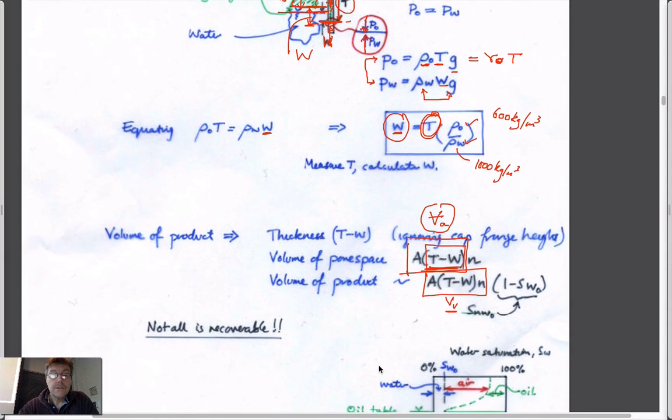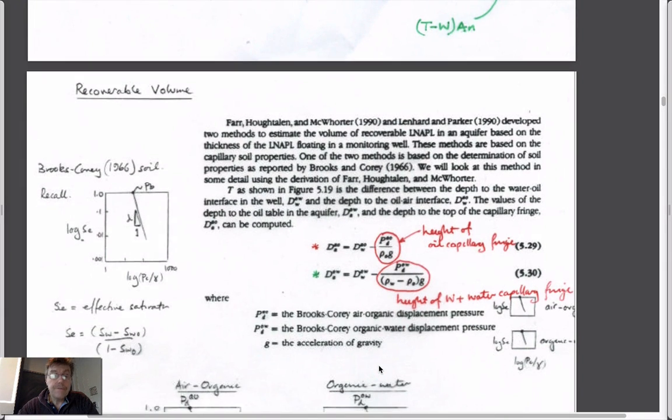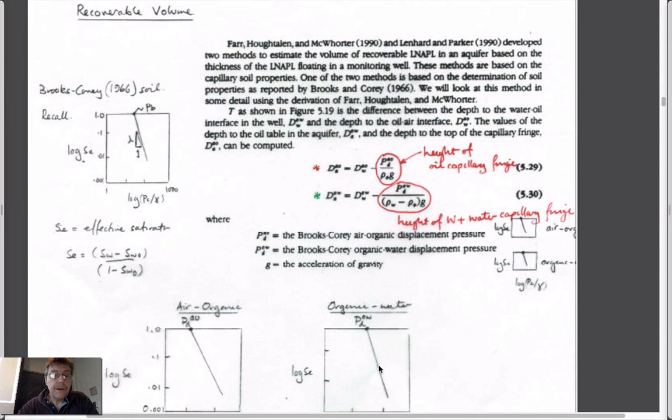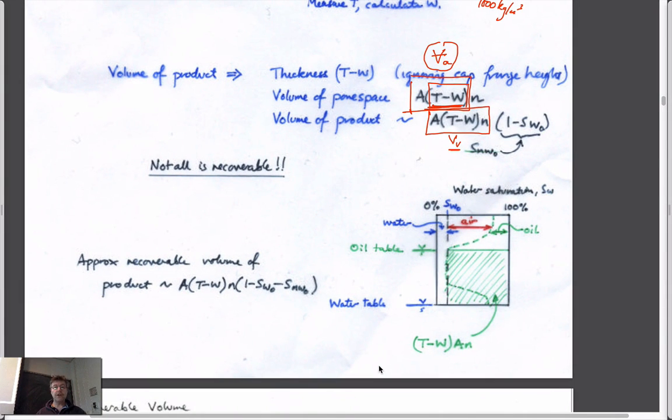Okay. I only mention this because it's a relatively easy calculation to do. If you go to Fetter's book, you'll find that you can spend about 10 pages of derivations basically doing the same calculation. You can get the amount of free product that might be present in the aquifer and the amount of free product that you might be able to remove, which is exactly the same number as this except for this additional term here. You can't get all the free product out of the system, and you can calculate that from this very simple calculation.